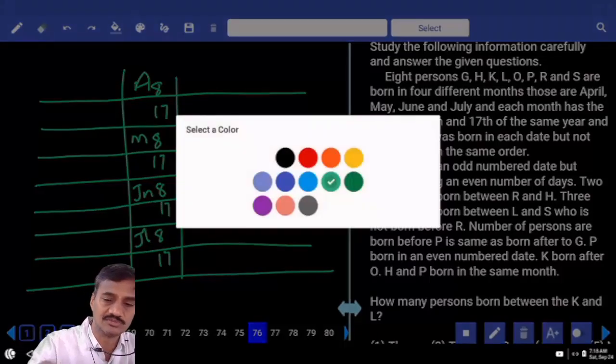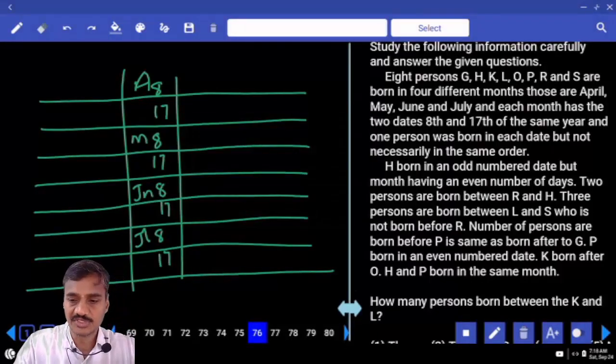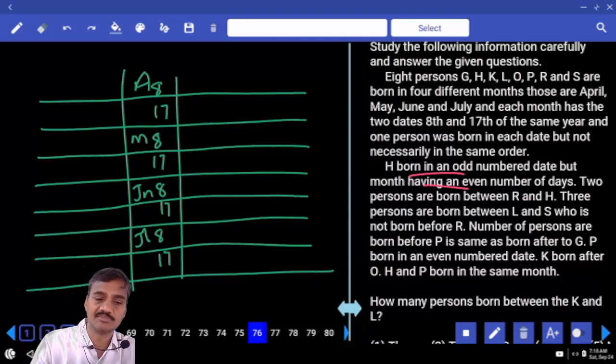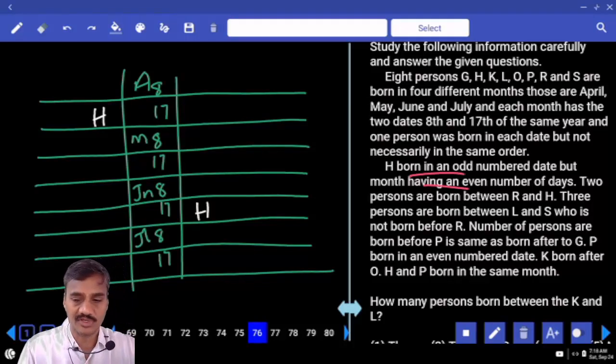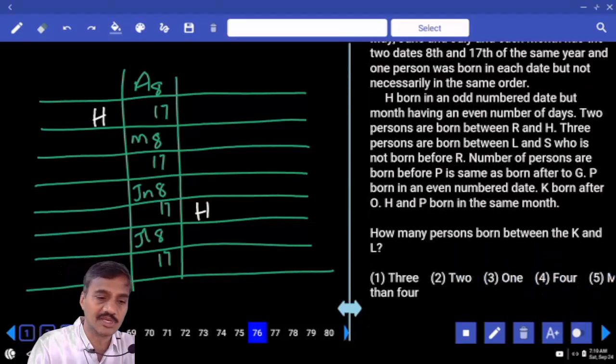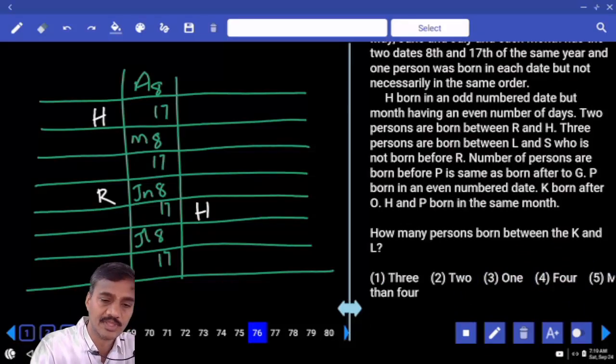Then coming to condition number 1. H is born on an odd numbered date. That means H must be on the 17th, but having an even number of days. Even number of days among April, May, June, July. What is possible here? H can be either 17th of April or 17th of June. And 2 persons are born between R and H: 1, 2, H, R is here. Now in this case 2 in between R and H, R is here.